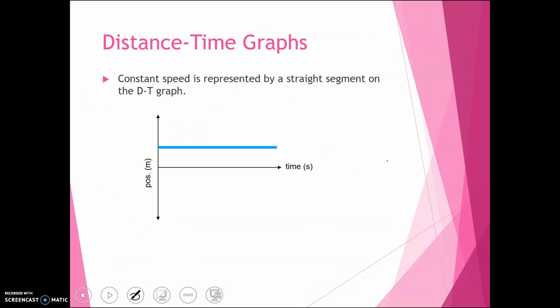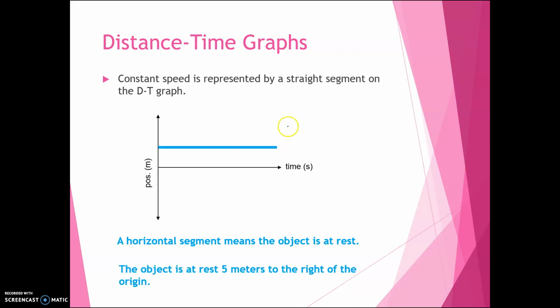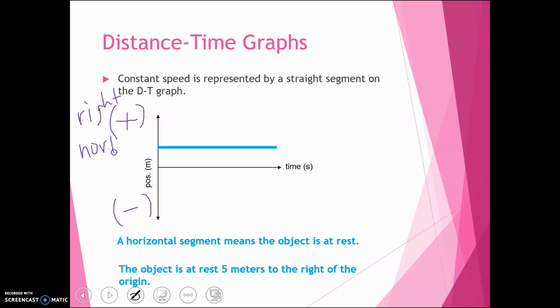All right, and our final piece to the distance time graph puzzle. Another straight line, however, now it's a horizontal line. So this horizontal segment means that the object is at rest. The object is at rest, maybe it's 5 meters to the right of the origin. Remember, this is our positive part of the graph and this is our negative part of the graph. Positive could mean right and positive could mean north. So as you can see, the object is somewhere on the positive part of the graph. Maybe it is 3 meters to the right or 5 meters to the right. It's some sort of meters to the right of the origin.